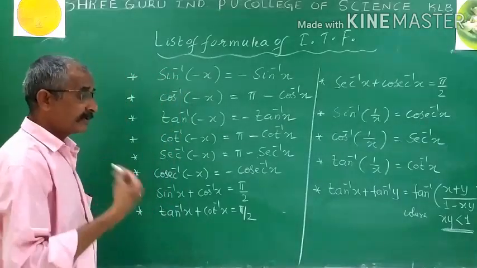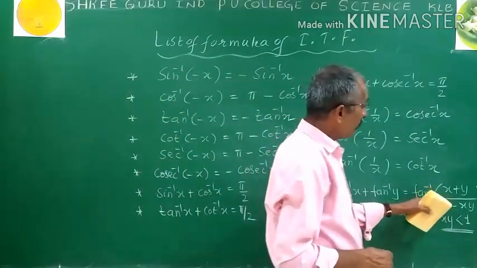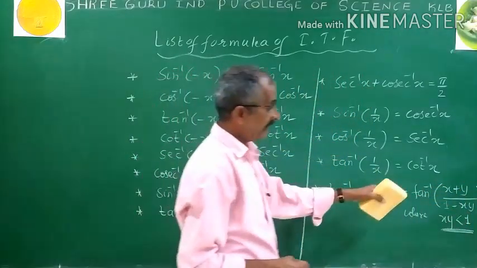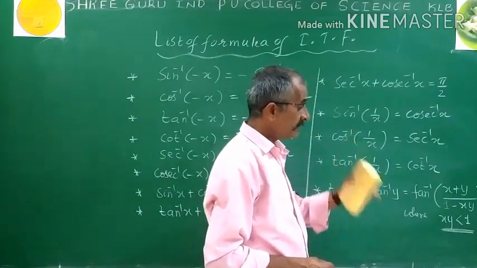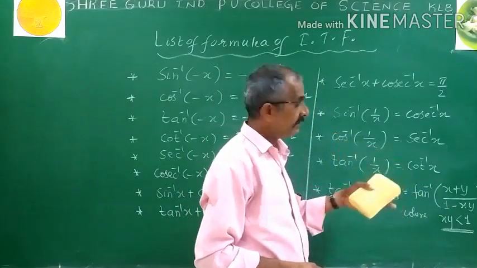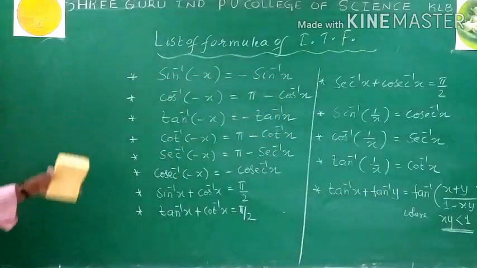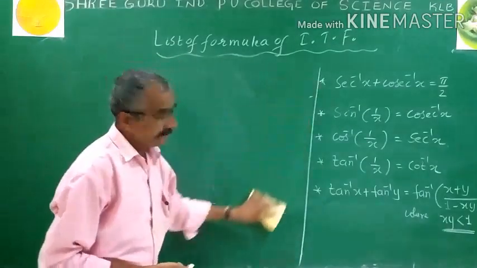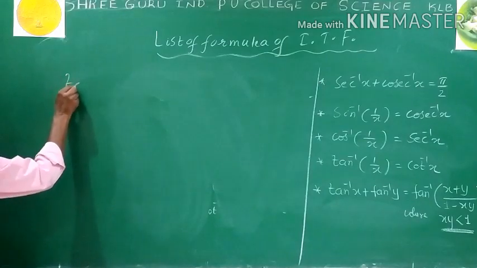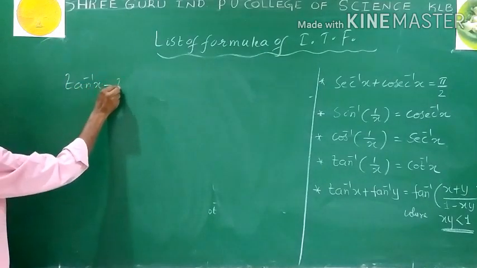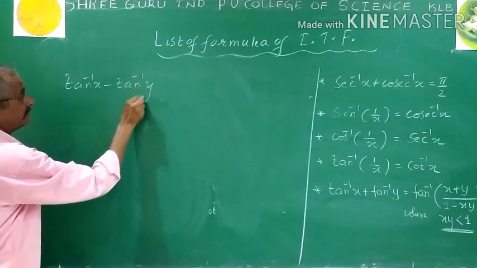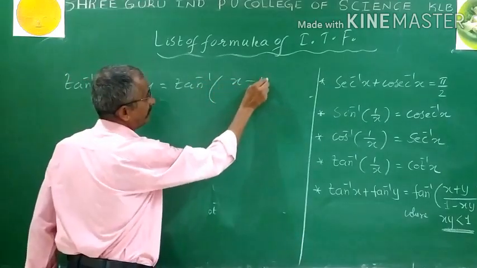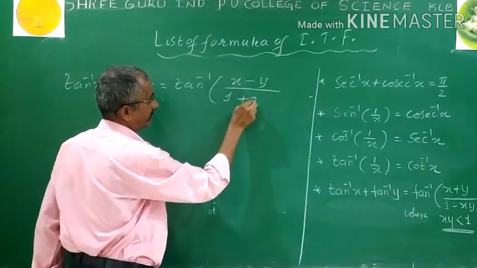Suppose xy is greater than 1, the formula remains the same, but it is added by the notation pi. You must take the formula pi plus tan inverse of x plus y by 1 minus xy, if x into y is greater than 1. Keep that in mind. Next formula, tan inverse of x minus tan inverse of y is equal to tan inverse of x minus y whole divided by 1 plus x into y.